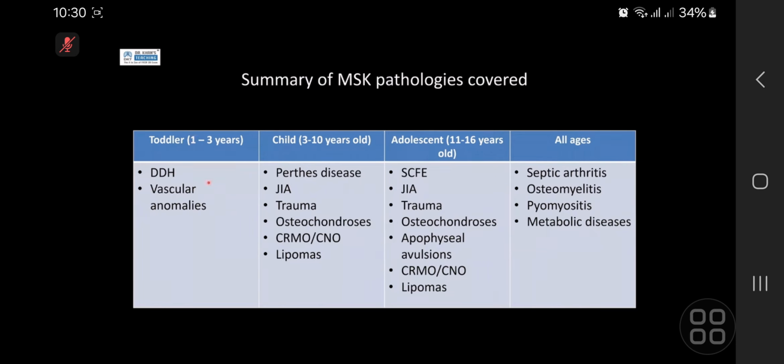Because of the child, the transphyseal vessels. Birthdays, you get it in the 4 to 8 or 3 to 10. Of course, JIA happens anywhere under 16. Trauma, you think of avulsion fractures, Tillaux fractures, triplane fractures, your osteochondrosis or osteonecrosis, Perthes, Panner's, Freiberg's and whatnot, CNO, CRMO. Lipomas can happen really at any age. And of course, in all the other ages, you think of septic arthritis, pyomyositis, osteomyelitis. What we didn't really cover today is metabolic diseases, but at least we went through some stress fractures and insufficiency fractures.